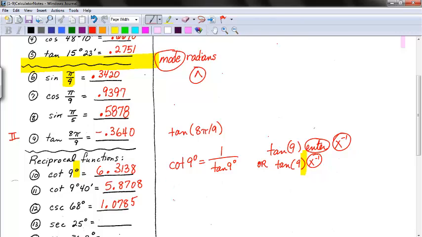1.0785. Okay, so it's sine of 68, close the parentheses, and then the x to the negative 1 key. And this part is critical. You got to have that parentheses.